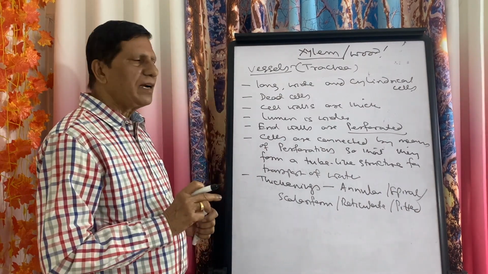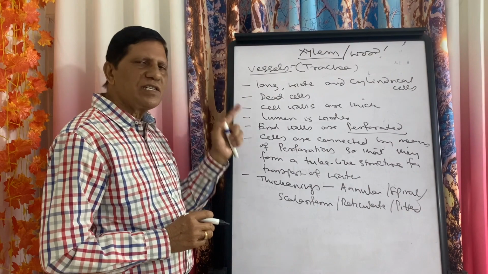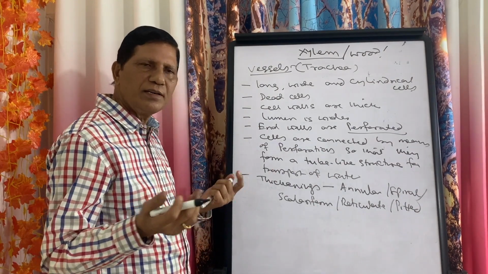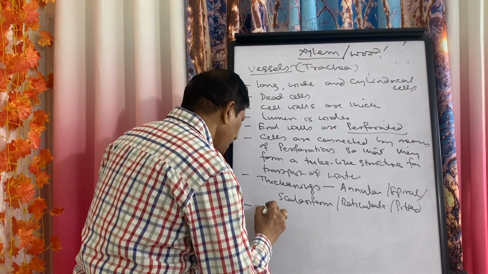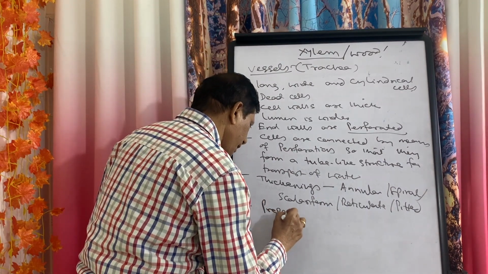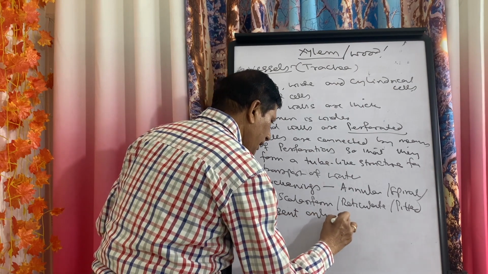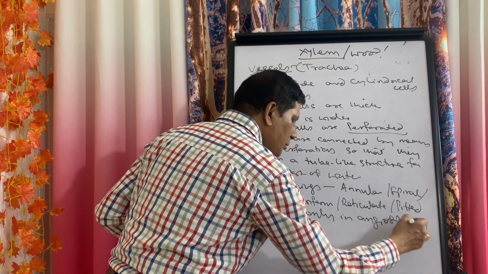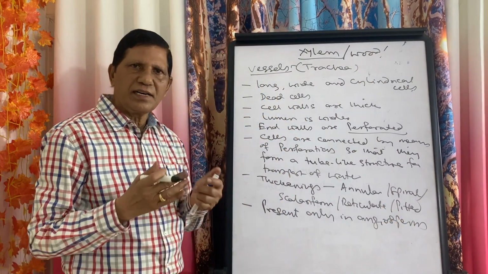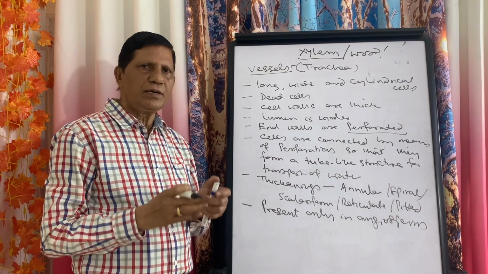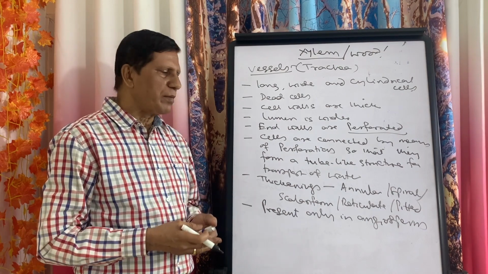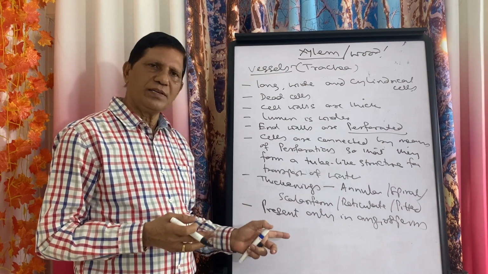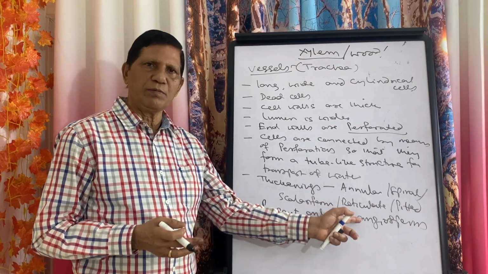Now, one of the very important characters of these vessels is that they are present only in angiosperms. They are never present in pteridophytes and gymnosperms. These are present only in angiosperms. There are only some primitive angiosperms like Winteraceae, Tetracentraceae and Trochodendraceae. Not necessary that you remember all these things. There are some primitive families where the vessels are not present. Otherwise it is present in all angiosperms.